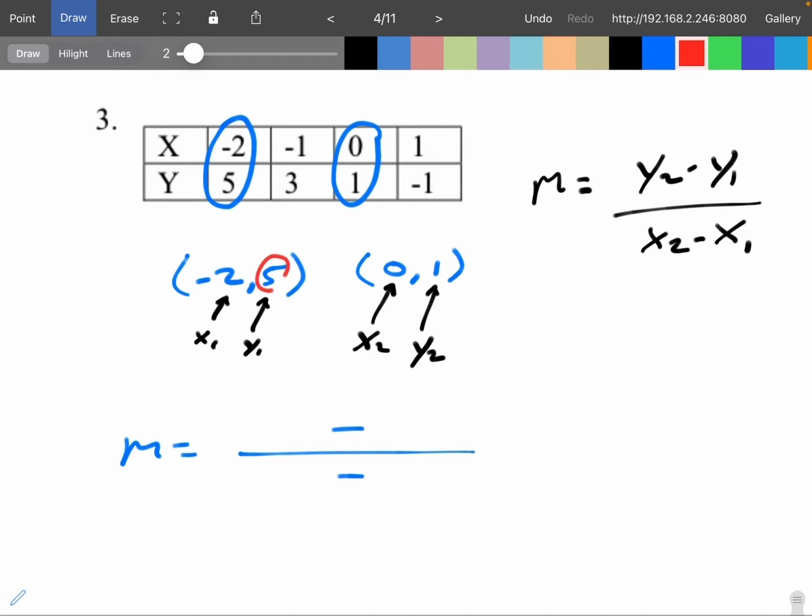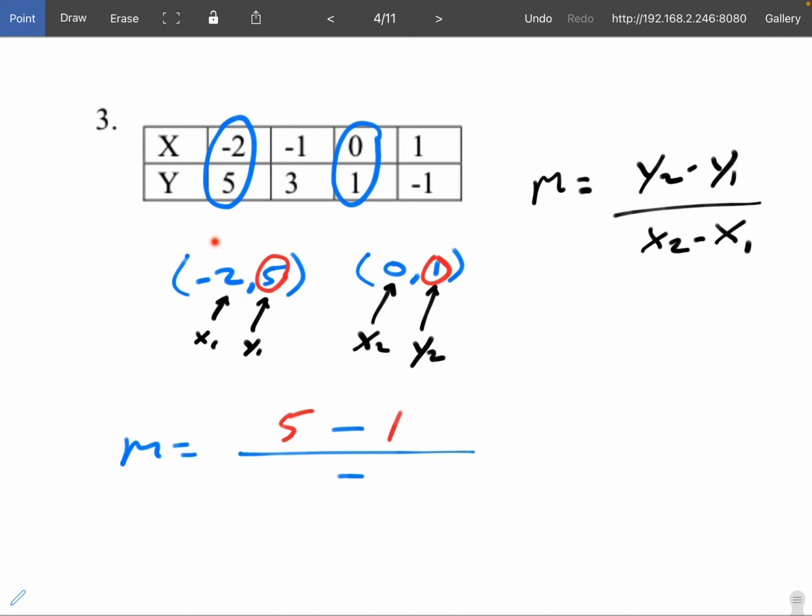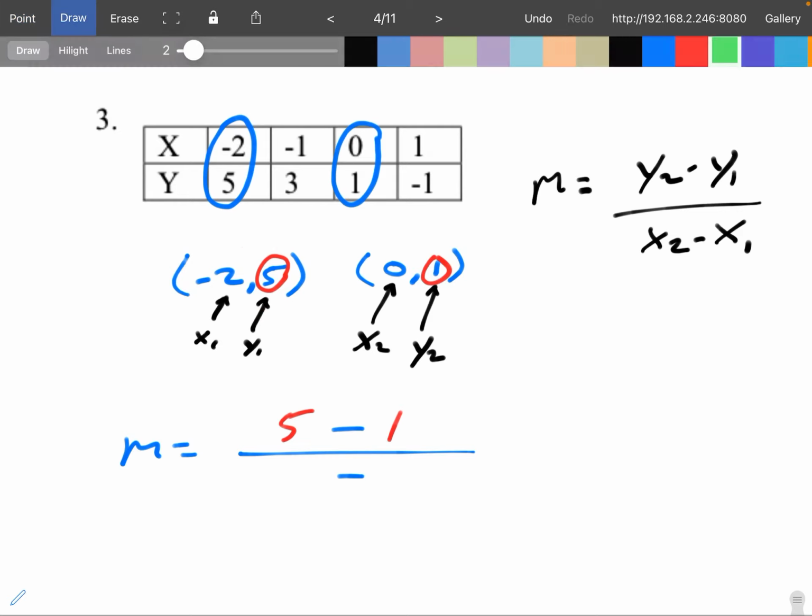And if you want to do that, you can. But generally what I do is I just make this fraction bar with the subtraction, and then I'm going to put the y's on top. So what are my y values? 5 and 1. So let's go that way. My y values are 5 and 1. So I'm going to do 5 minus 1.